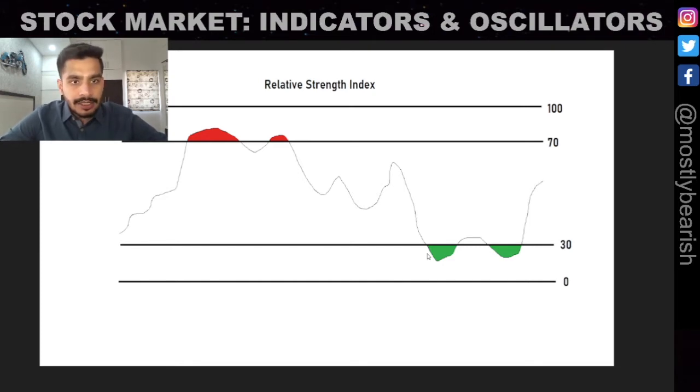Relative strength index is a momentum indicator oscillator mainly because it is oscillating between 0 and 100. 70 is overbought region, whereas 30 is oversold region. Now, what happens when it's in overbought? There are high chances the prices will come down from there. Whereas if it is under 30, there are high chances that the prices will start moving up.